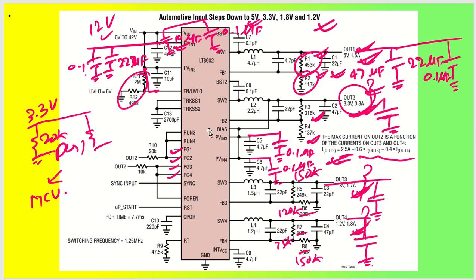so please make these changes and do your design for your suitable automotive input step down regulators for this particular voltage outputs. Okay, and if you still have a requirement of complete design support, you can always reach out to us and we shall be able to answer you with your complete design with the part numbers of each of the capacitors and inductors.